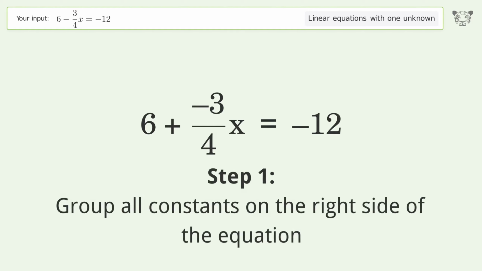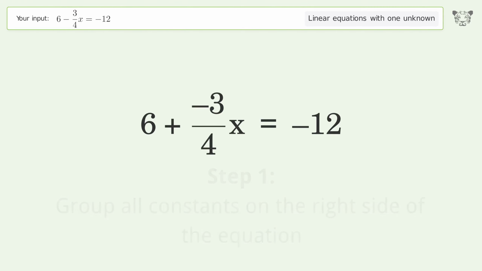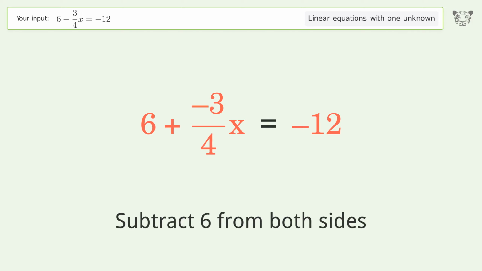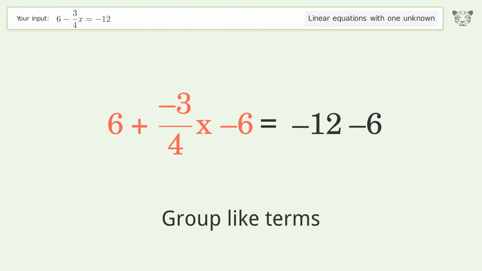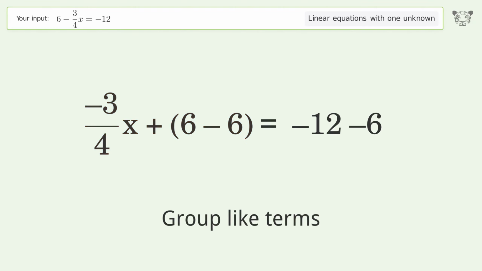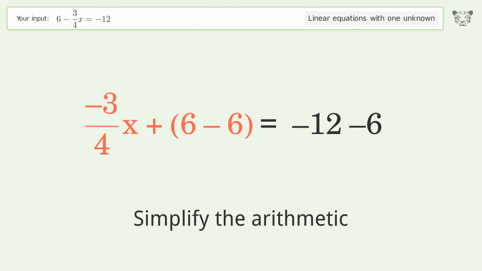Group all constants on the right side of the equation. Subtract 6 from both sides. Group like terms. Simplify the arithmetic.